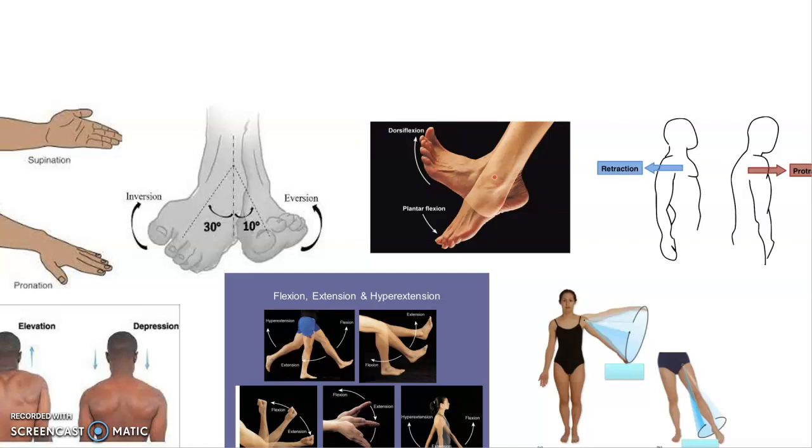Inversion and eversion usually we see at the feet or the ankle, and most ankle sprains occur during inversion, where it's a lateral ankle sprain because inversion is turning laterally. And then we don't really see eversion as much. It's not really a common movement at all, so we don't see ankle sprains happen that much within eversion.